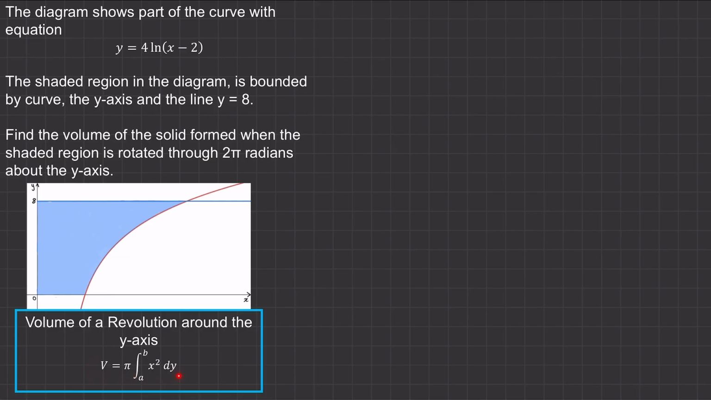And this is the formula which we're going to use. Now I showed you in a previous video where this comes from, but in this video I'm just going to show you how we use it for complex functions such as this.